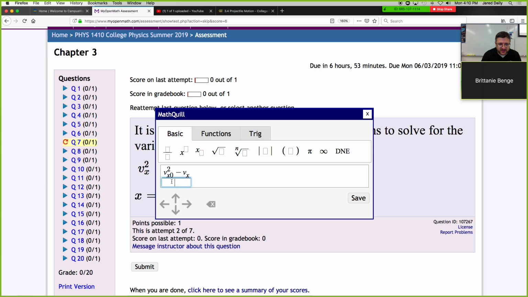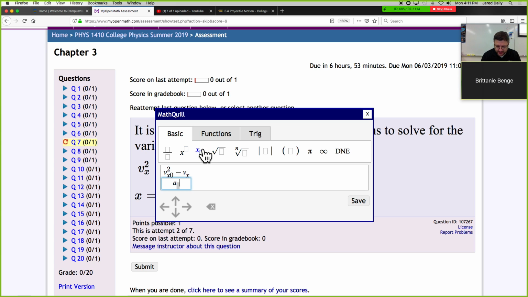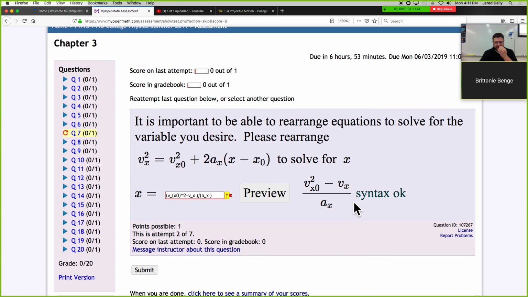This way is just kind of time consuming. And then we put in here a, we do a sub x just for fun. And then we save it and we say syntax okay, because we had all the correct variables. The thing that I was missing was the x and 0. I just put a 0 instead of x0, and I put a v instead of v sub x. But if you put them in that way, it does come out as long as you're using the correct variables.